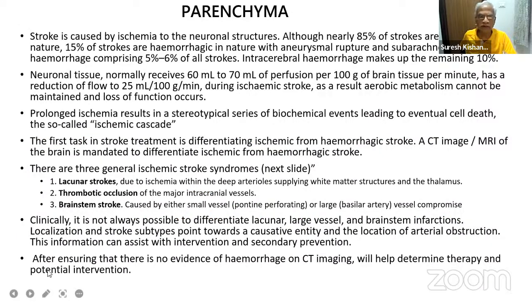So in the parenchyma, generally our parenchymal tissue receives about 60 ml to 70 ml of perfusion per 100 grams of brain tissue. But when there is stroke, that goes down by less than 1/3, about 25 ml. Now here, there are 3 issues which are called lacunar stroke, thrombotic occlusion, or brainstem stroke that results in typical signs and symptoms. Next.